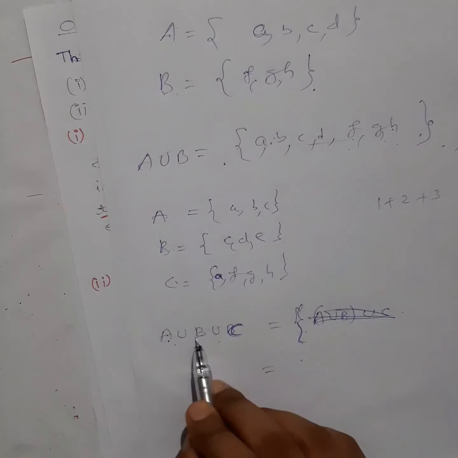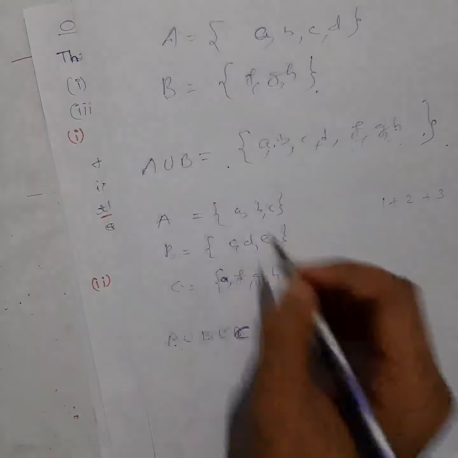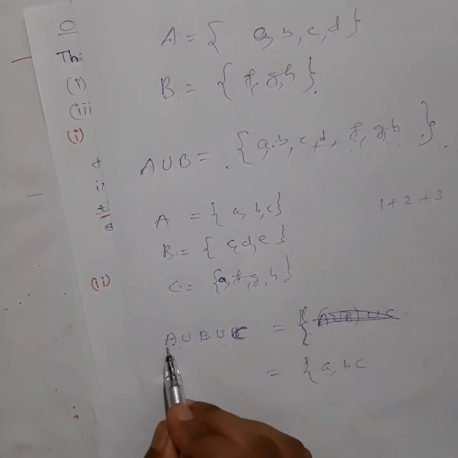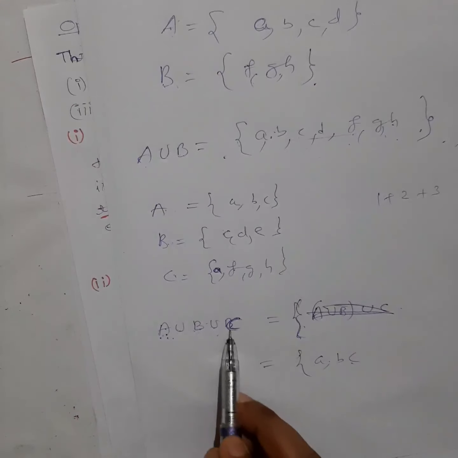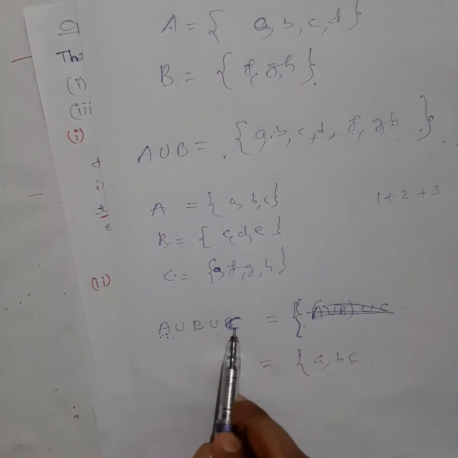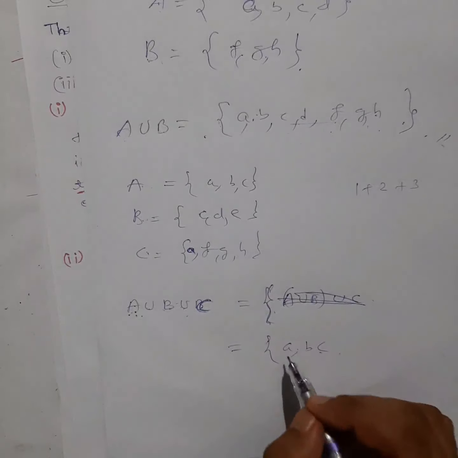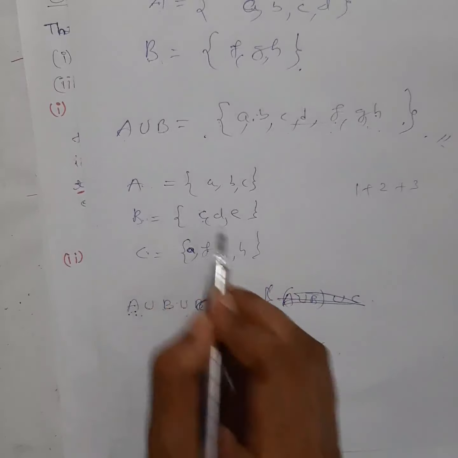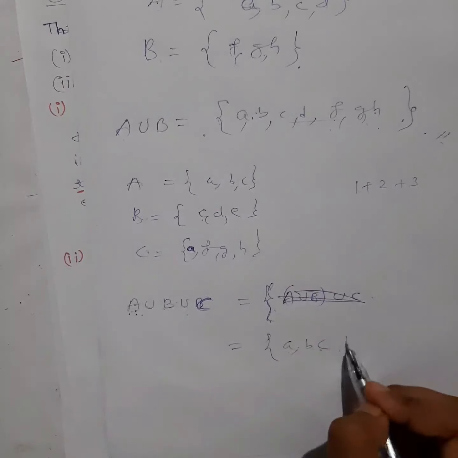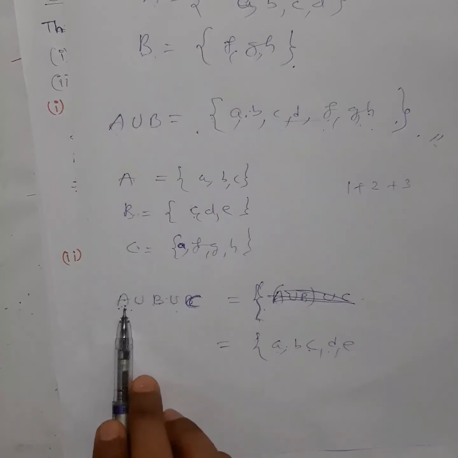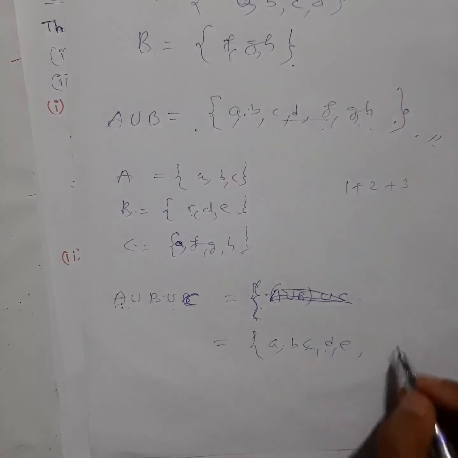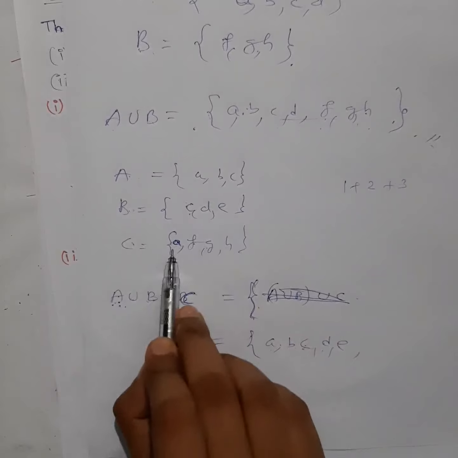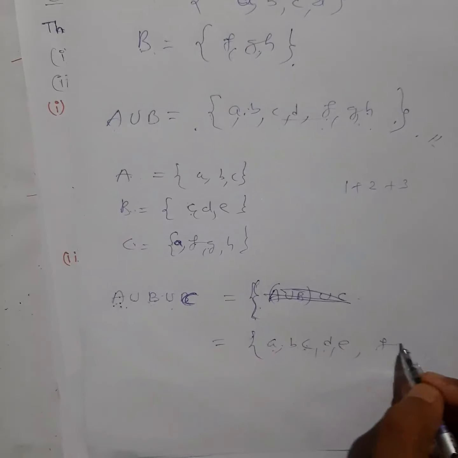So A union B union C means all elements of A, B and C will be there. Elements of A must be there, elements of B must be there, elements of C must be there. All elements of these must be there. A, B, C, then C is there again in B, right? So we are not going to write that again, D, E. So you can see elements of A are there, A, B, C, B also there, C, D, E. Next, C also will be there. See what are the elements, A, F, G, H. A I have already written, what is left out, F, G, H.